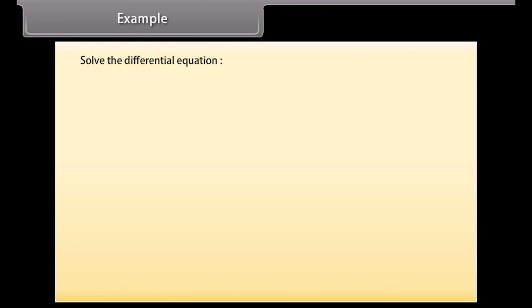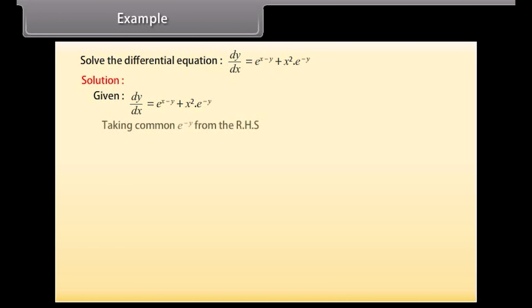Example. Solve the differential equation dy by dx equals e raised to the power (x minus y) plus x square into e raised to the power minus y. Solution. Given dy by dx equals e raised to the power (x minus y) plus x square into e raised to the power minus y. Taking common e power minus y from the right hand side, we get dy by dx equals e raised to the power minus y into (e raised to the power x plus x square).